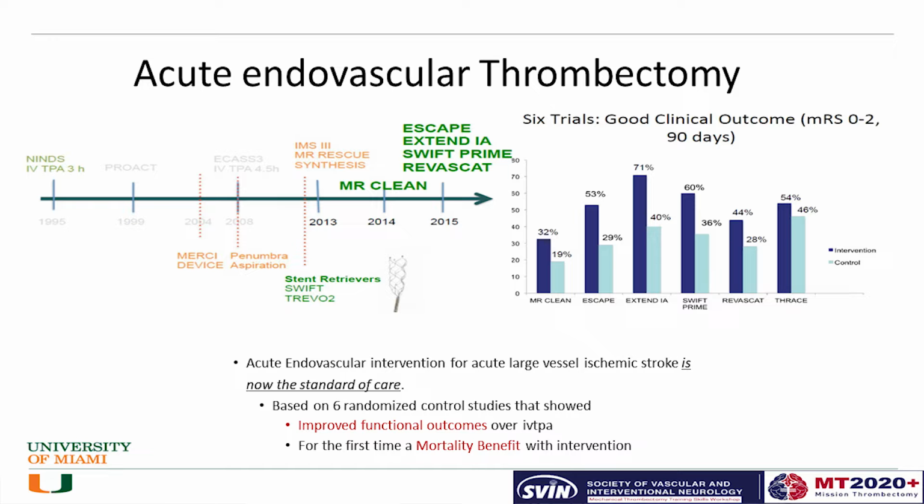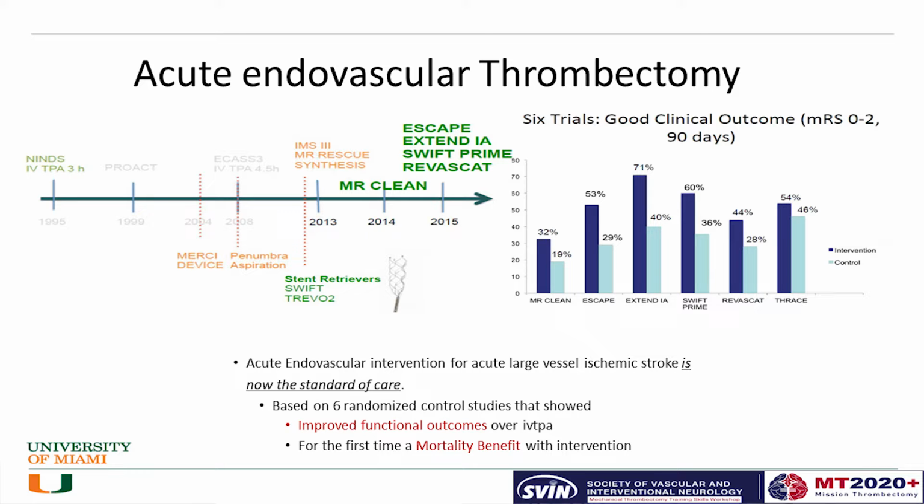And so they had very strict inclusion criteria. Patients needed to not have premorbid disability, be able to get to thrombectomy within 6 hours of last seen well. You had to demonstrate the clot on a CTA, and you can give TPA within the treatment window of up to 4.5 hours. And with those trials, we saw a huge benefit.